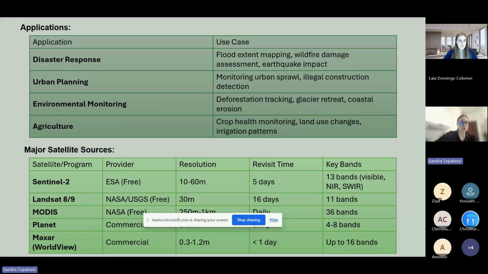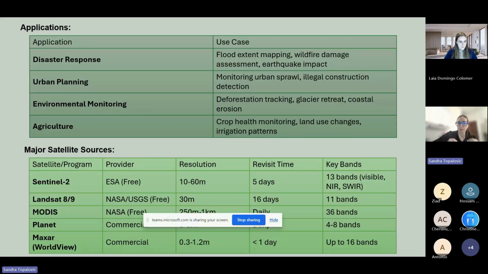What are the applications? Change detection can be used for detecting when big disaster events happen, like flooding, wildfires or earthquakes. It can also be used for urban planning, to see if there is some illegal construction happening somewhere, or for environmental changes such as deforestation or coastal erosion. A lot of different applications, and it's something that we closely do at work as well.